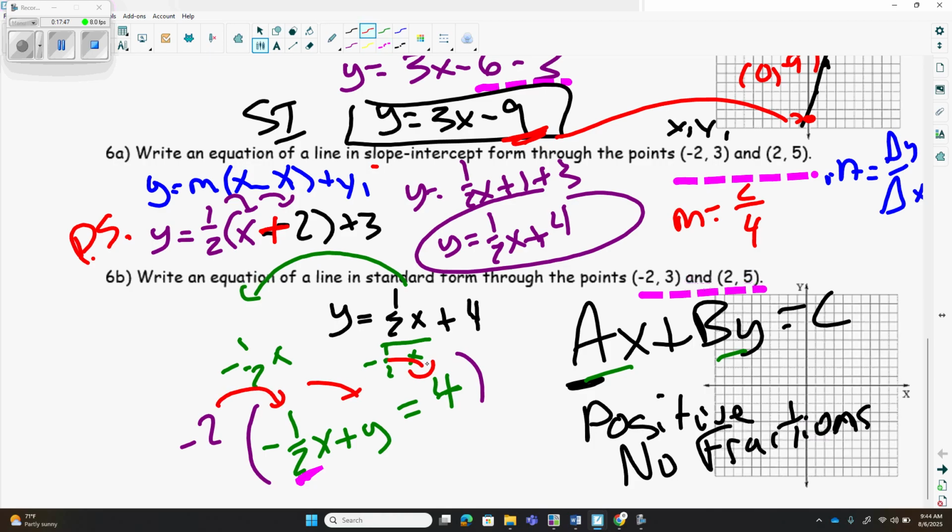So -2 times -1/2, the negatives go away, the 2's go away, I just get x. The -2 times the y gives me -2y. And then -2 times 4 gives me a -8. That is now in standard form. Okay? You may have any questions.